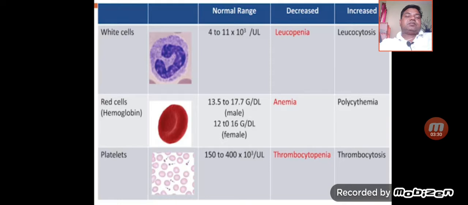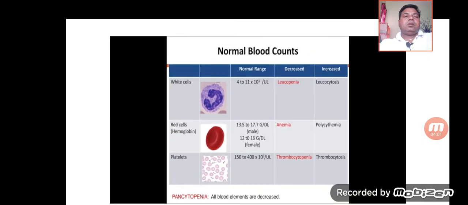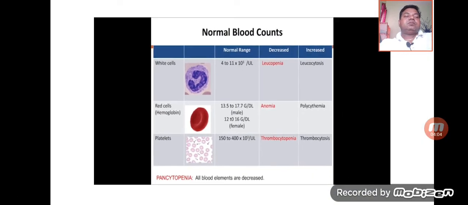Similarly, the platelets are the cytoplasmic fragments of the megakaryocytes, and these appear as dots in the peripheral smears. Normally the count of platelets is 1.5 lakhs to 4 lakhs, and whenever their counts are decreased, this is called thrombocytopenia, and whenever they are increased, then it is called thrombocytosis. So these are the normal cell counts in the blood.